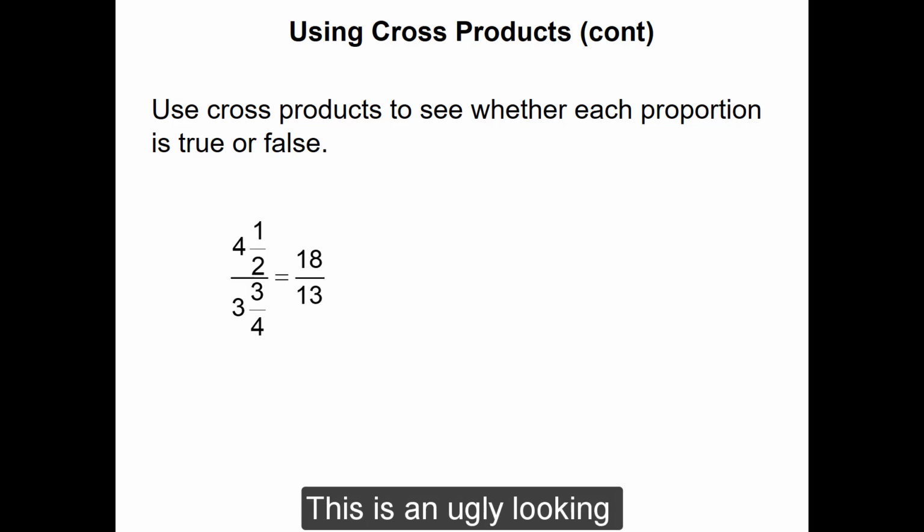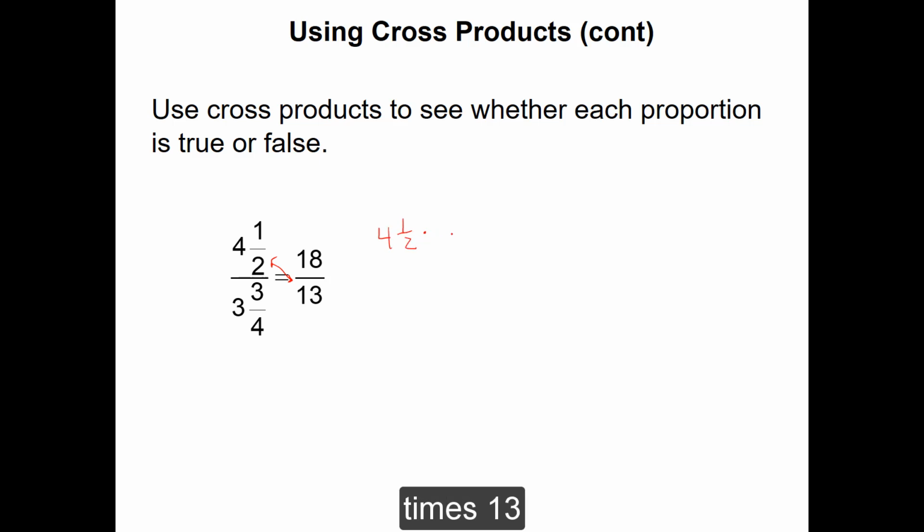Okay, now this is an ugly looking proportion, but don't get freaked out because cross products are just simply multiplication. And so the first cross product that we're going to do is, and I'll do a small arrow here and just rewrite this. This is going to be 4 1/2 times 13. I'll just write it as 13 over 1.